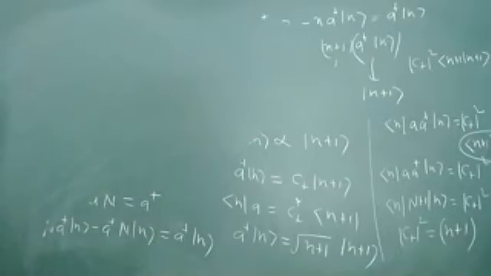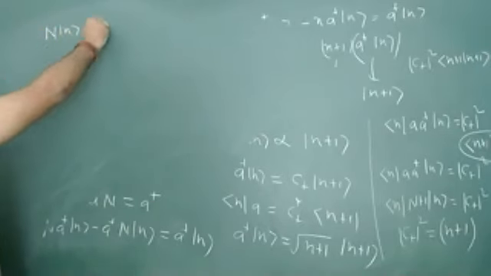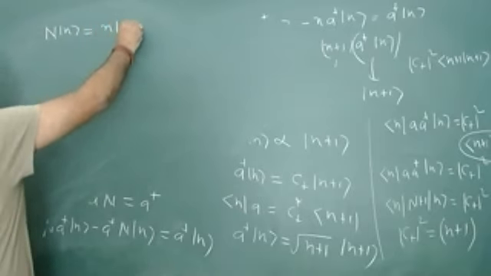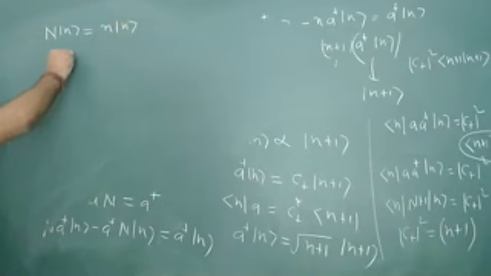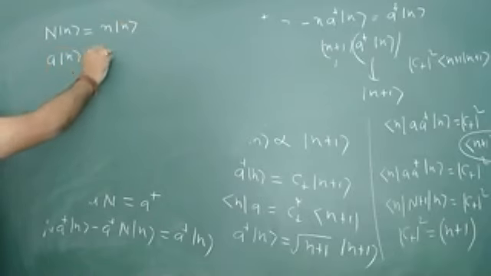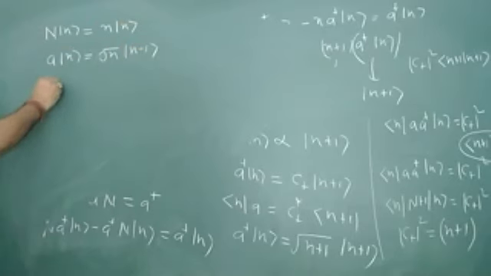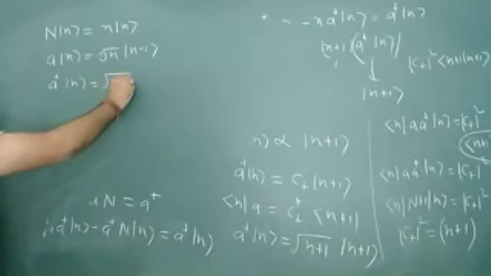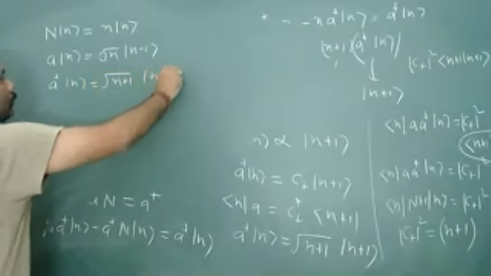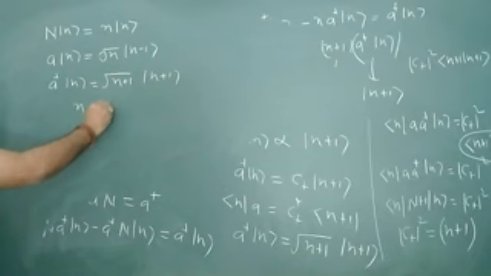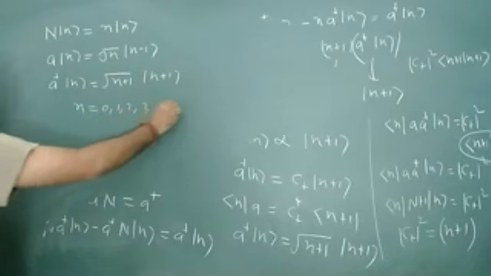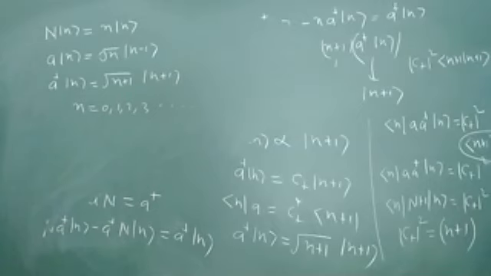The final conclusion is very simple. N will operate on n, you will get n ket. A will operate on n, you will get root n, n minus 1. A dagger will operate on n, you will get root n plus 1, n plus 1. And what is the value of n? n is equal to 0, 1, 2, 3, and so on. This is the value of n.